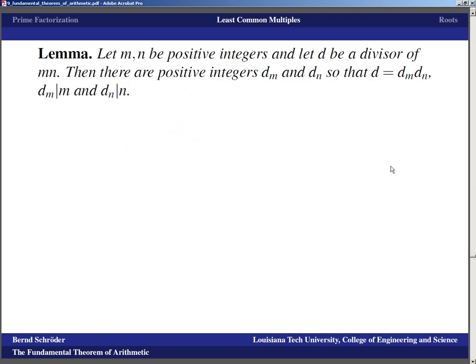Okay, now we're looking at another lemma here. If we have two positive integers m and n, and d is a divisor of m times n, then there are positive integers dm and dn, so that d splits into dm times dn, where dm divides m and dn divides n. Now those are not necessarily unique anymore, because there could be several ways to split it, but at least there is a way to split d. Conversely, if dm divides m and dn divides n, well then of course dm times dn divides m times n.